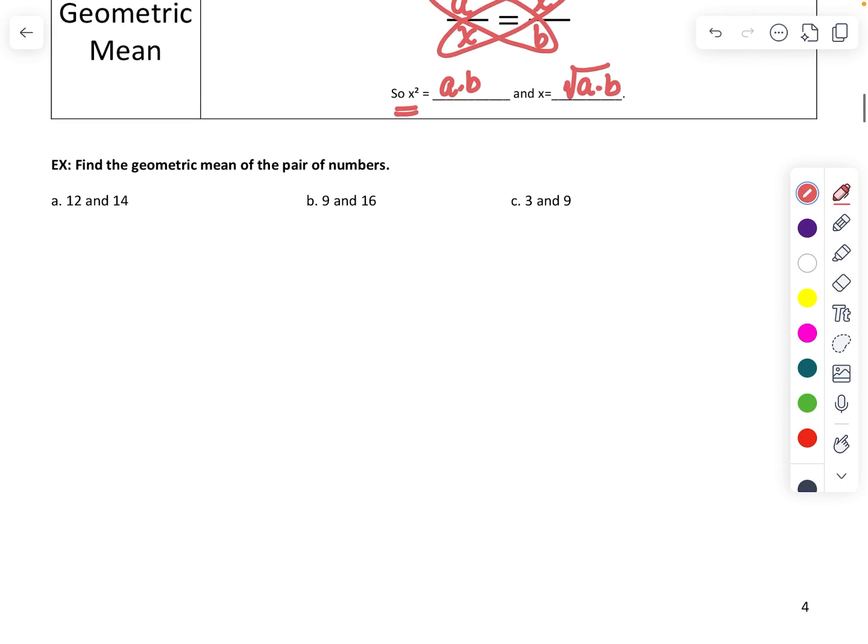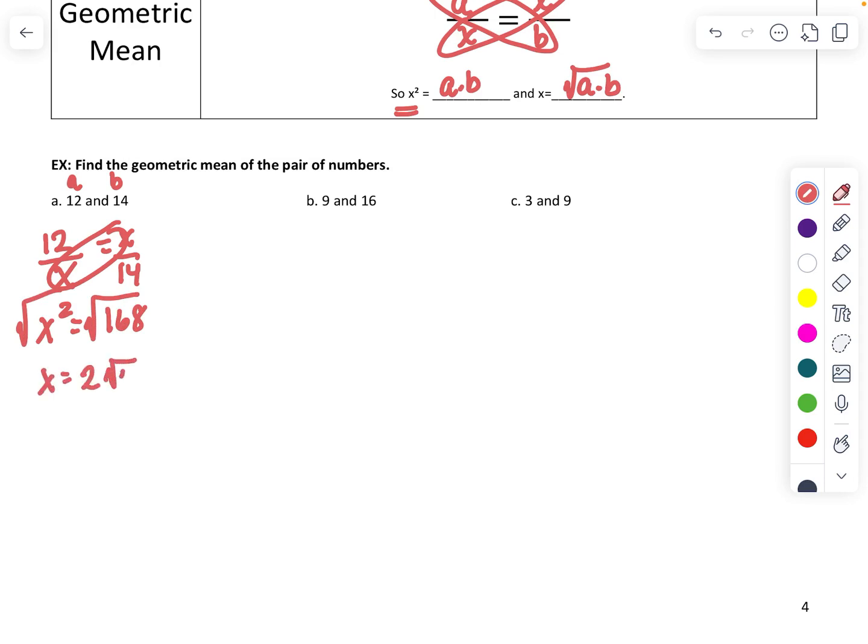So if we practice some here, if we make this a and this b, we would put 12 over x equals x over 14. X squared equals 168. Square root both sides, and we get x equals 2 square root 42. All right, 9 over x equals x over 16. X squared equals 144. So that's easy enough. X equals 12.